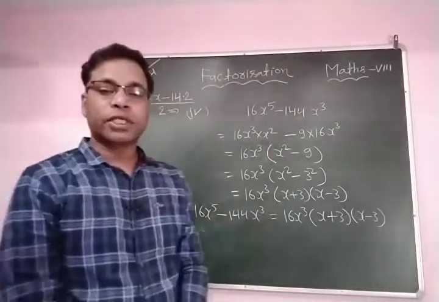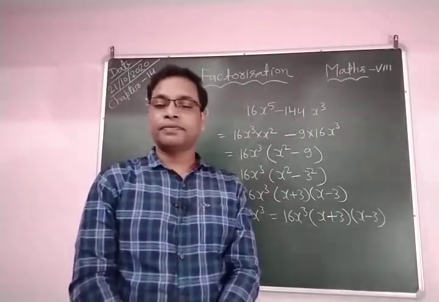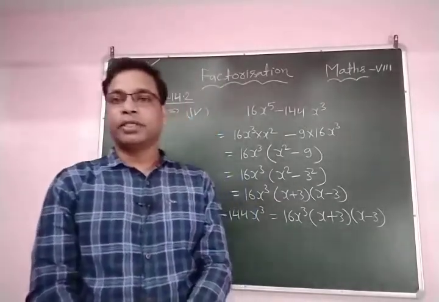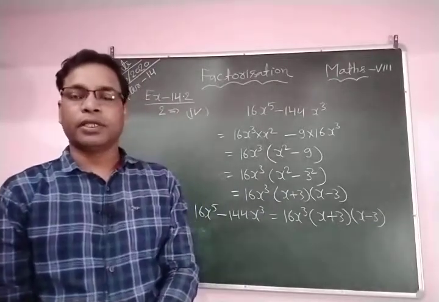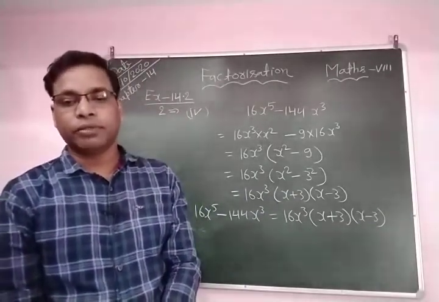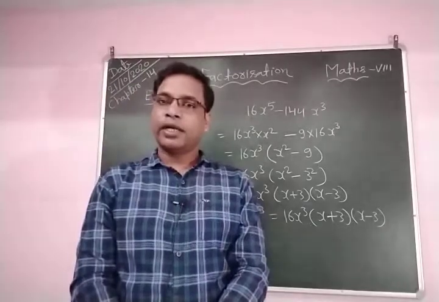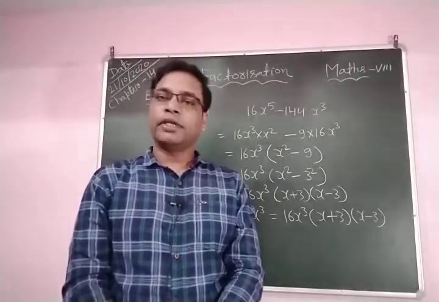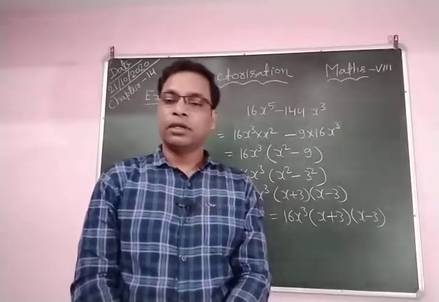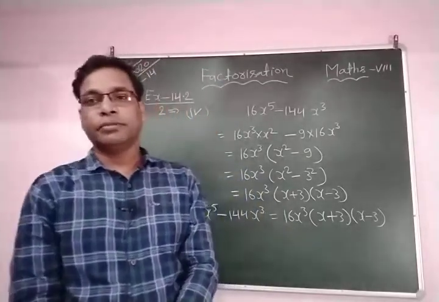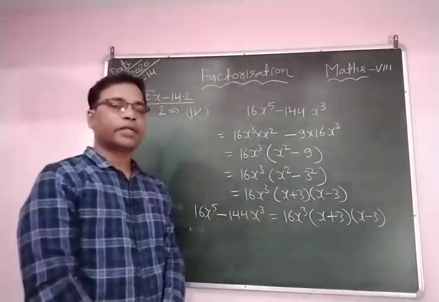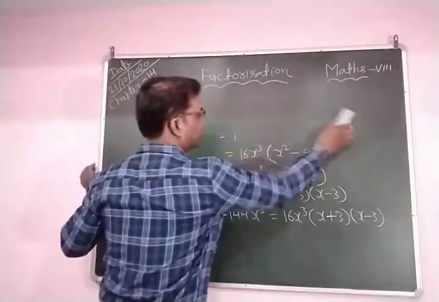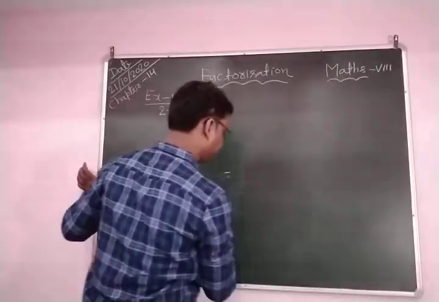Now we are going to discuss the fifth part of question number 2. The fifth part has (l + m)² − (l − m)². So you need to find the factorization of the given algebraic expression (l + m)² − (l − m)². So let's see how to find the factors of the given algebraic expression. This is the fifth part of question number 2.